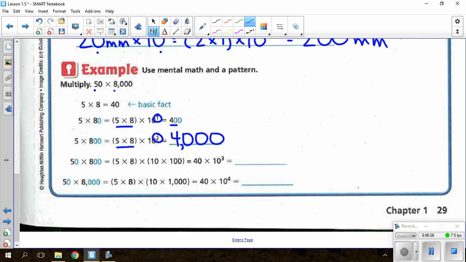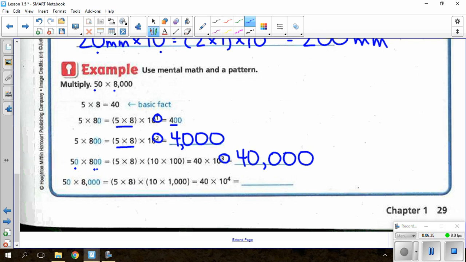Now I have 50 times 800. So again, my answer to my basic fact of 5 times 8 equals 40. Because I have the 0 in the 50 and 2 zeros in the 800, that would give me a total of 3 zeros for that. So that's why I have 10 to the third power. So after that 40, I need to add an additional 3 zeros for that 10 to the third power.